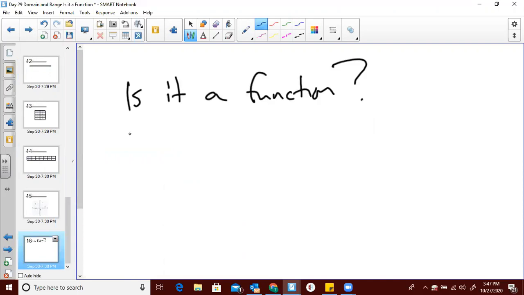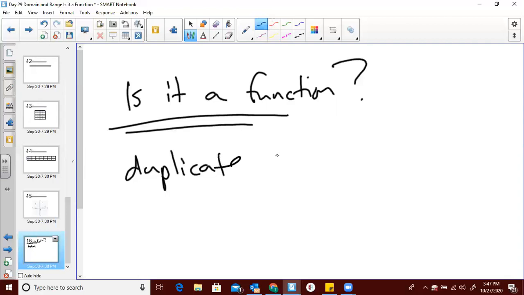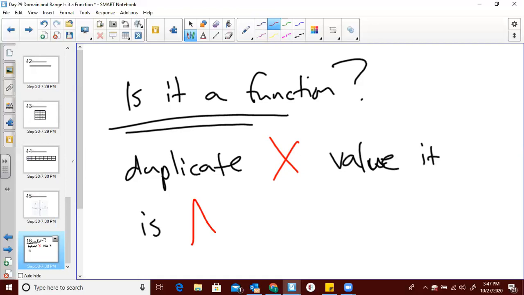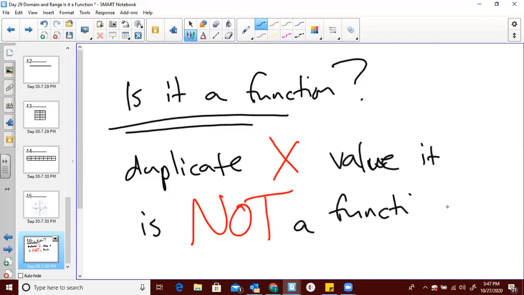All right, all you have to remember for this is if you have a duplicate x value, it is not a function. So you cannot have two x values that equal the same number. That's what this is saying. So is it a function? If it has a duplicate x value, it is not a function.